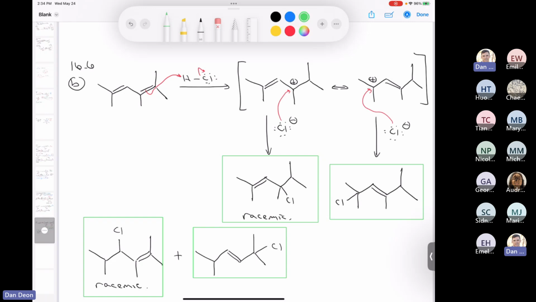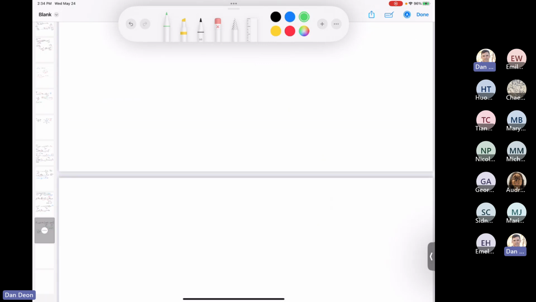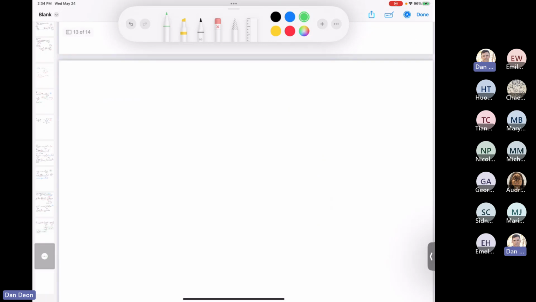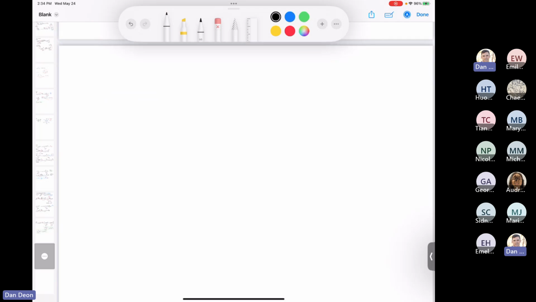So what I would like to do then is, hopefully everybody follows along with me. I know you're all great students and you come to class with a piece of paper and a pencil, even though this is remote. And this is 16.6, and this is question C.